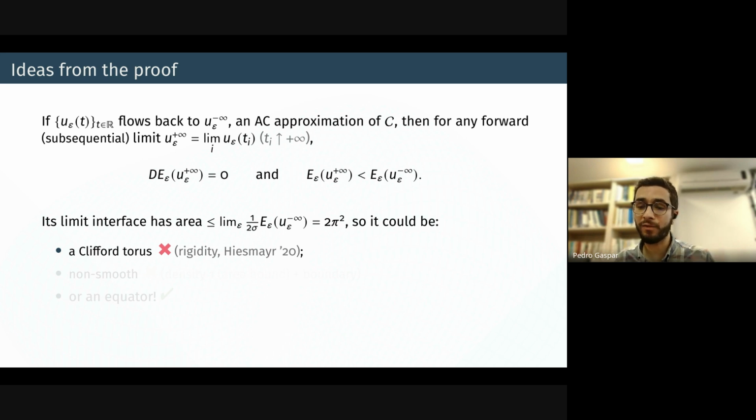So it was proved by Fritz Hiesmayer a couple years ago that if you have any solution for the Allen-Cahn equation that converges as epsilon goes to 0 to the Clifford torus, it has to come from that single approximation.